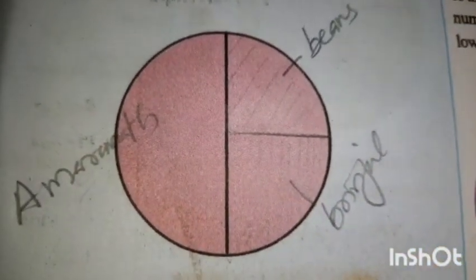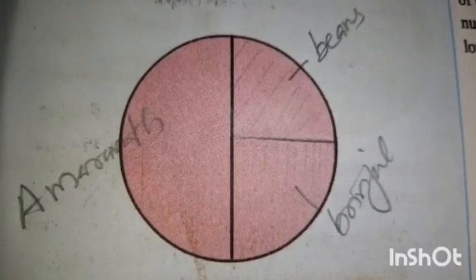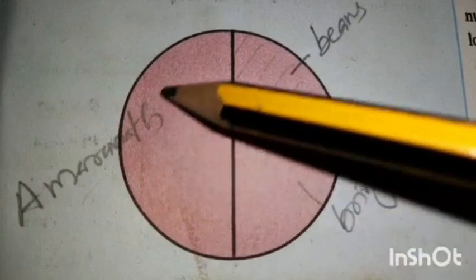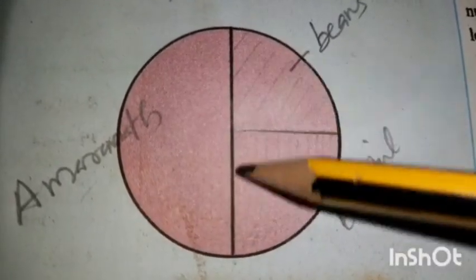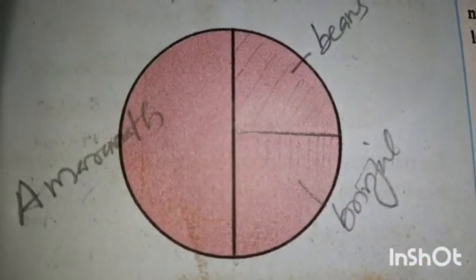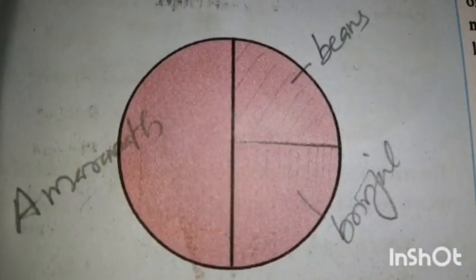So this is a pie chart of that vegetable garden. So almost half percentage. Okay, half percentage, 50% is for amaranth. Then 50 is divided again. So 25% for beans and 25% for brinjal.